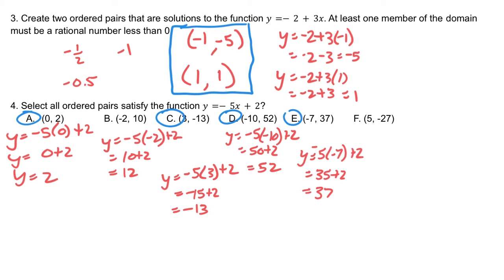I've got a lot of these at work here. I better just make sure that I'm doing negative 5 times negative 7. Yeah, that's 35. Okay, just making sure. We don't want to make any mistakes here. And this last one, y equals negative 5 times 5 plus 2. That's negative 25 plus 2, which is negative 23, and I would not choose that. So the choices are A, C, D, and E.